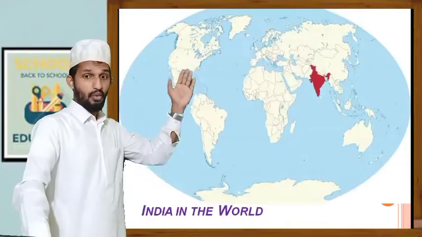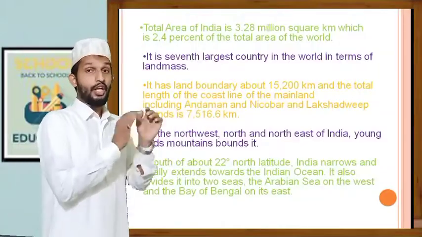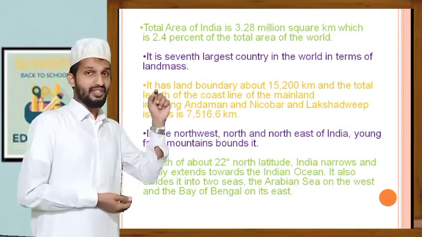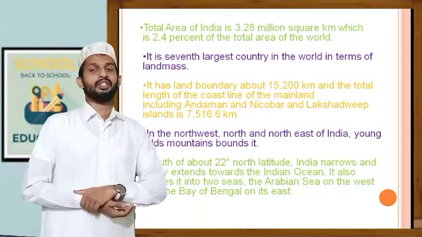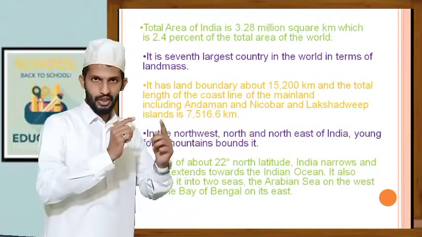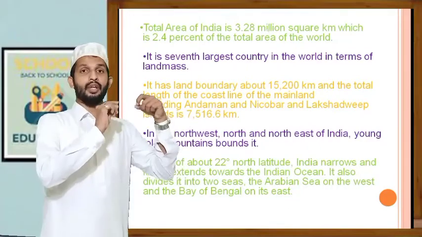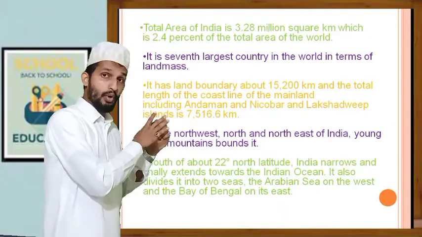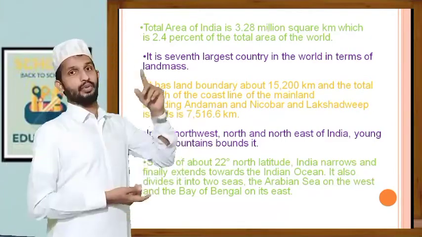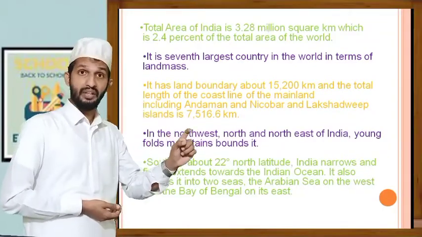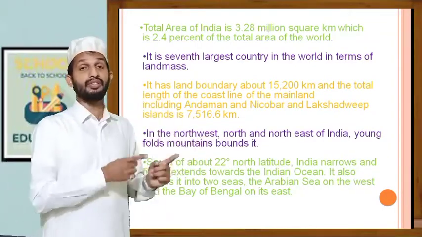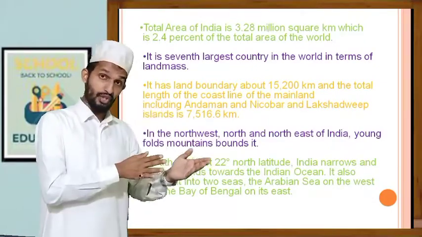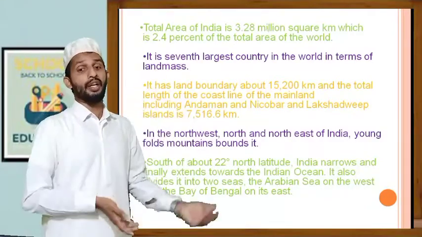Then India and the world we are going to study here. The total area of India we can see here is 3.28 million square kilometers, which is 2.4 percent of the total area of the world. Another fact is India is the seventh largest country in the world in terms of landmass. So there are six other countries which are larger than India.